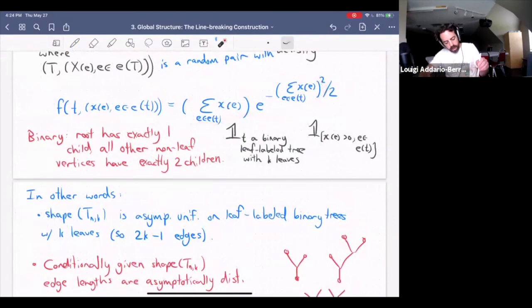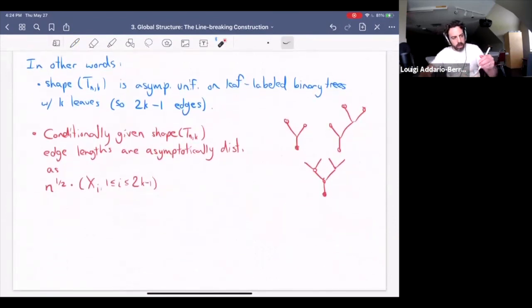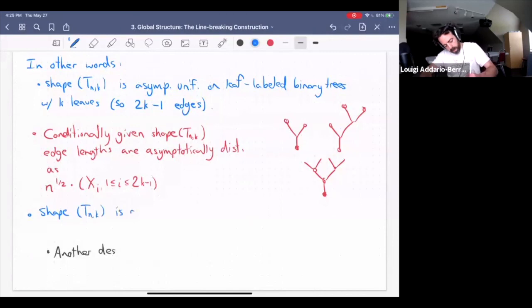One expression for the joint density of the edges is the x_e e to the minus x squared over 2. Another way to write that, another description. Let me finish what I was saying before. So the shape of T_{n,k} is asymptotically independent of the lengths.